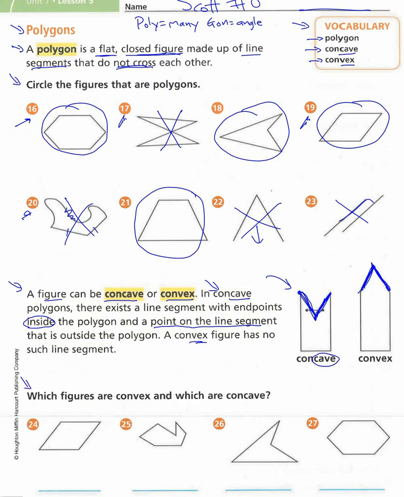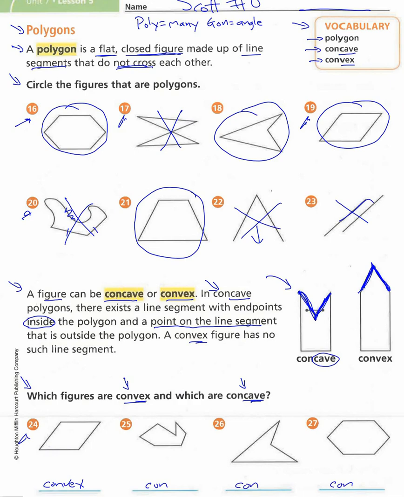So let's go ahead and look down here. Which of these figures are convex and which are concave? There's not a quick way to write those words, so we're just going to write convex and concave underneath each of those. You can pause the video, go ahead and answer those, and then check yourself, or you can just go along with me. So I'm looking at number 24 here. I don't see any that go in, so this is convex, right? And I can just go ahead and write con on all of these.